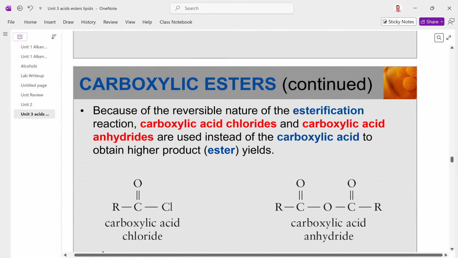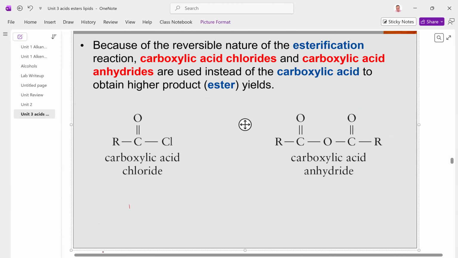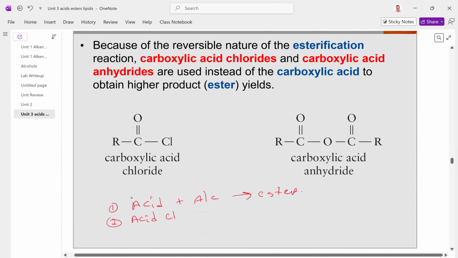Okay, so if you remember, when we form an ester, there are three ways to form an ester. There's the acid plus the alcohol. Method one. Method two is the acid chloride plus the alcohol. Method three is the anhydride plus the alcohol is the ester. Three ways to form an ester. You need to know this.